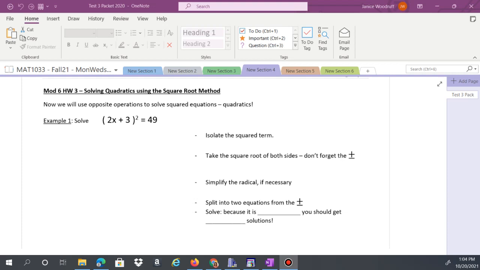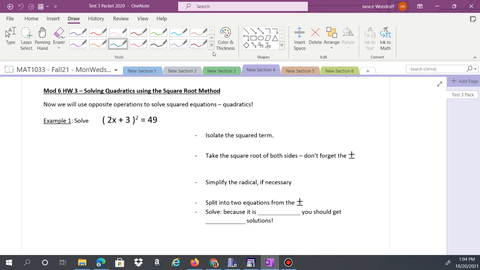So we have these final two sections of Module 6. We're getting more into solving quadratics. In the last section, we were solving a problem that had a square root in it. Now we're doing the opposite and solving a problem that has a square in it. Again, we want to remember that the opposite of squaring something is taking the square root.